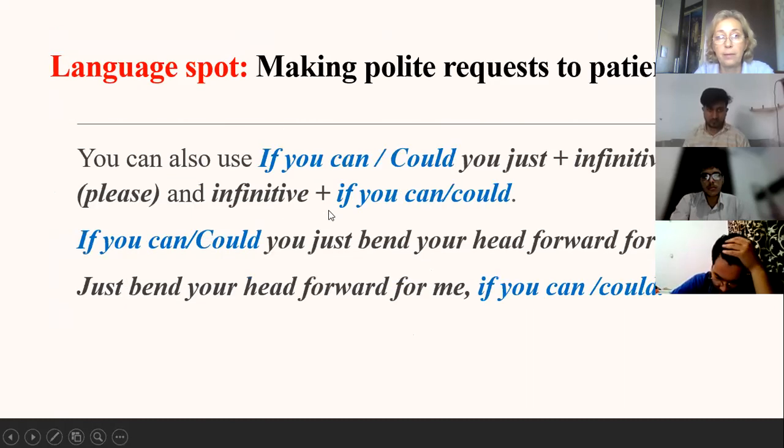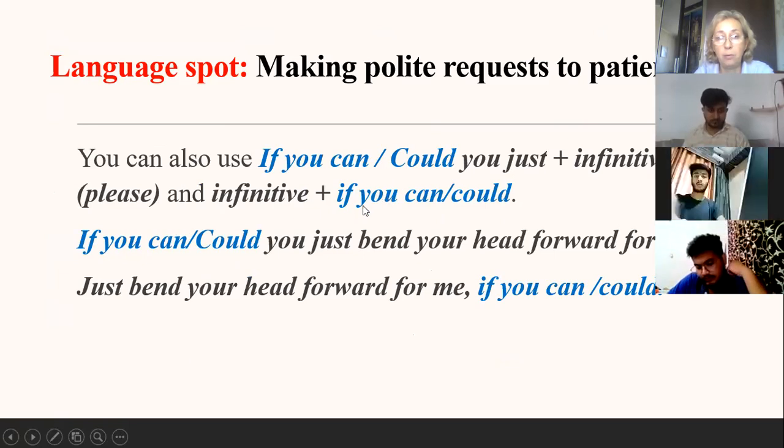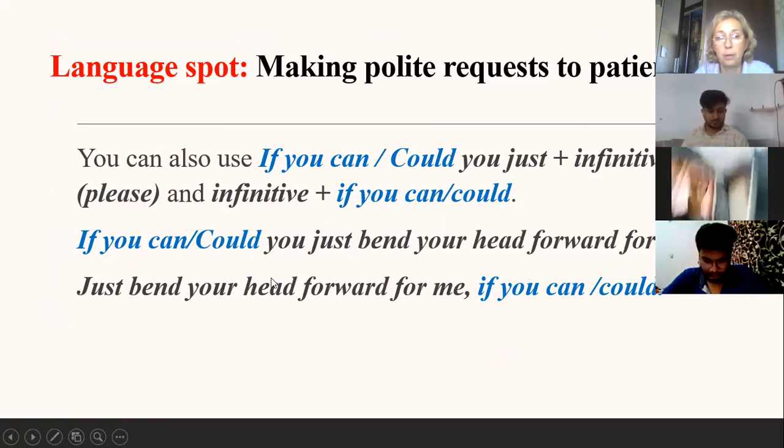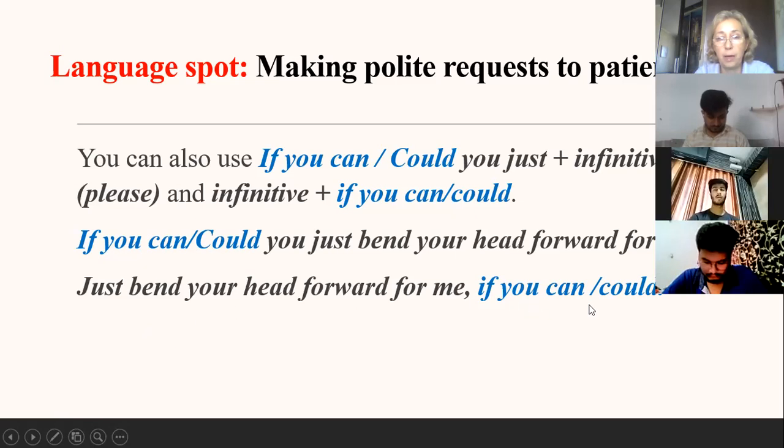Another piece of information is about using the phrase "if you can" or "if you could." It goes at the end of the sentence, after the infinitive. "Just bend your head forward for me if you can," or "if you could."